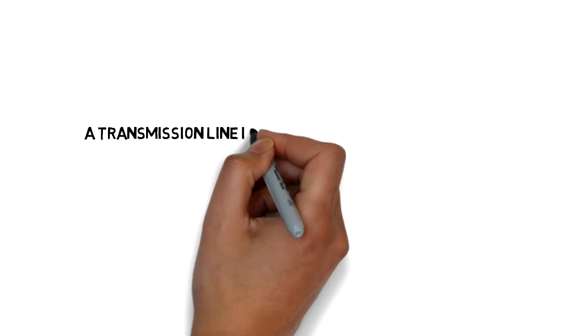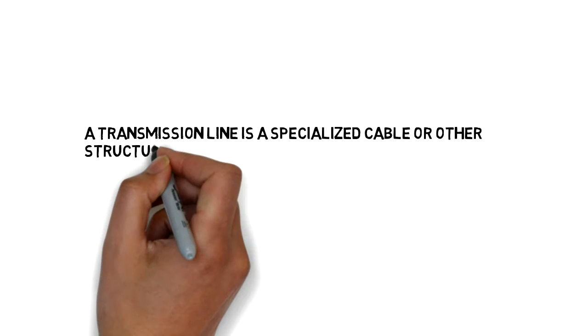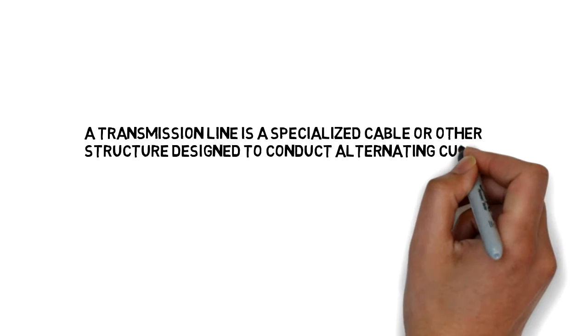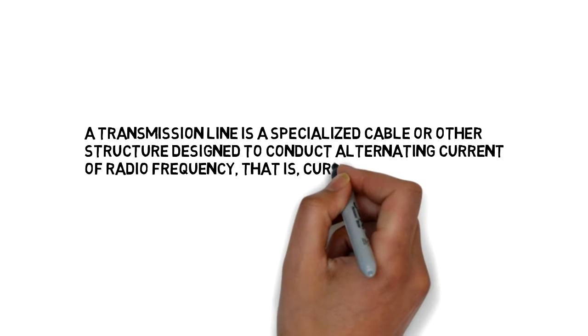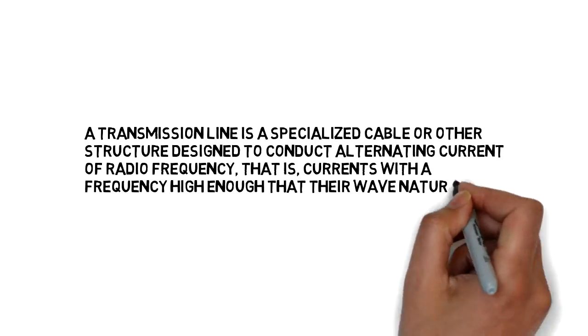A transmission line is a specialized cable or other structure designed to conduct alternating current of a radio frequency. That is, currents with a frequency high enough that their wave nature must be taken into account. So I have this coax cable. It's intended to deliver cable TV to your house. From the definition of a transmission line, we can assume that data sent on this cable is such that we must consider the wave nature of its electrical signal.